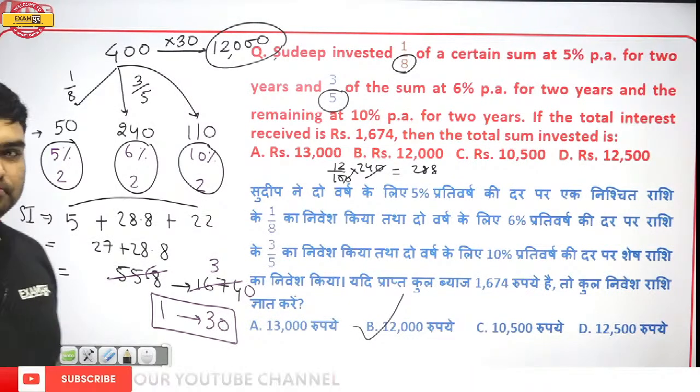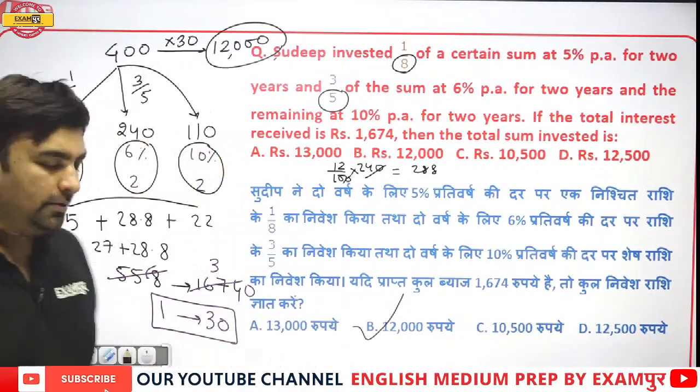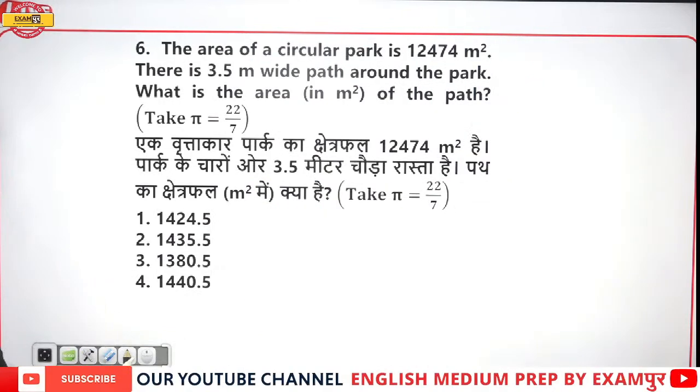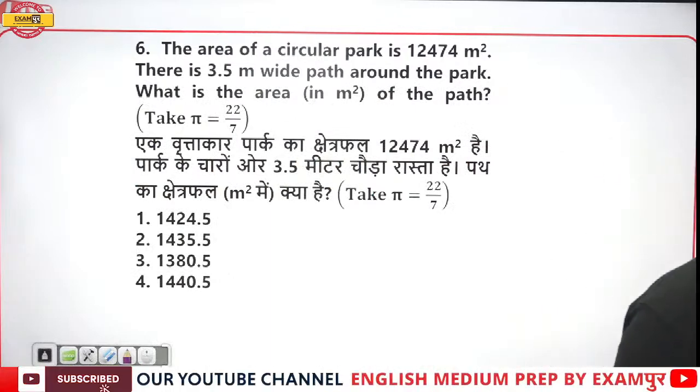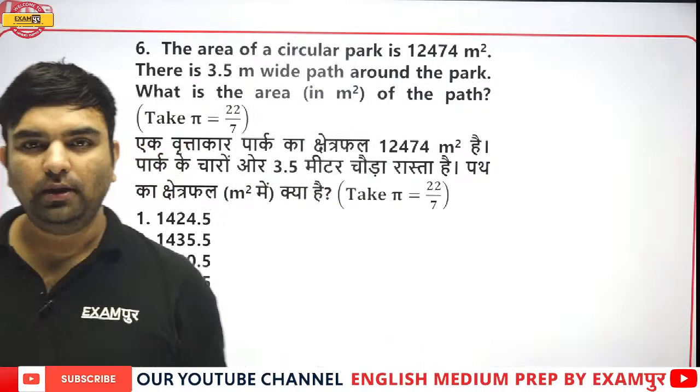Well done, Ram, Rashmi, Sanjeev, Putin. Next. Okay. Circular path area.